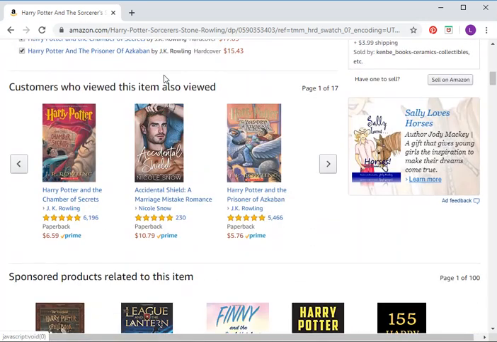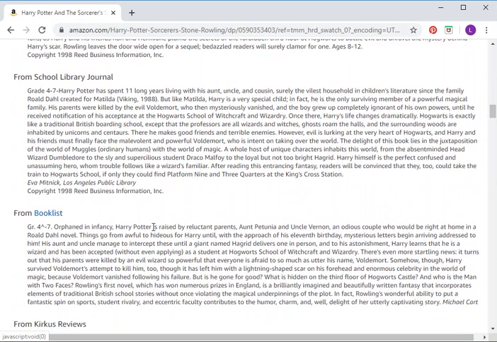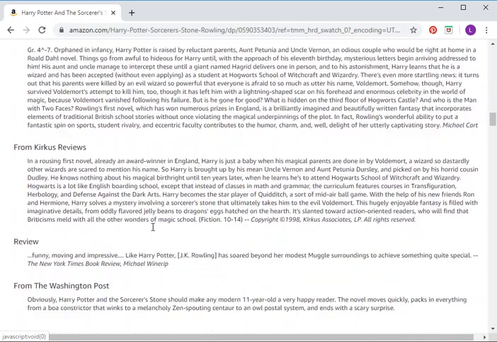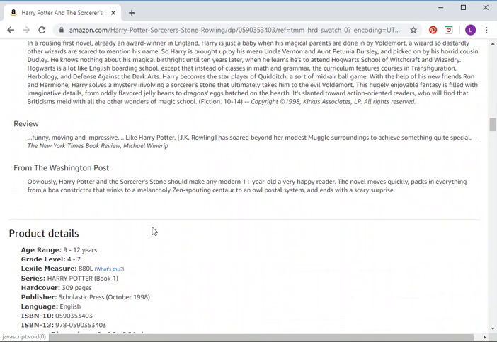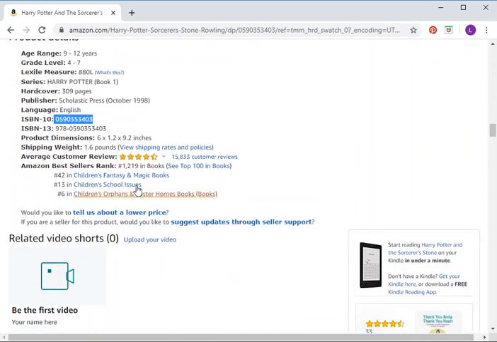We go down, we see that it's part of a series, and then we get into some reviews. These are from regular sources like publishing journals and things like that. But then further down we'll also have user reviews. Then we have a section called product details. It gives us information about the book, like the age range and the grade level. This is also tied to reading level. It's in a series, how many pages it has, who published it, what language it's in, the ISBNs, things like that, shipping weight and how big it is, and then our ranking system.